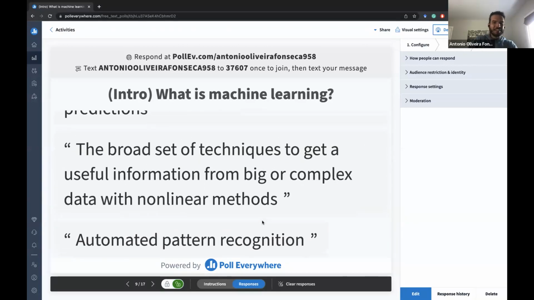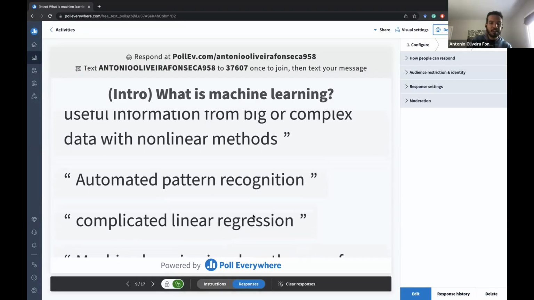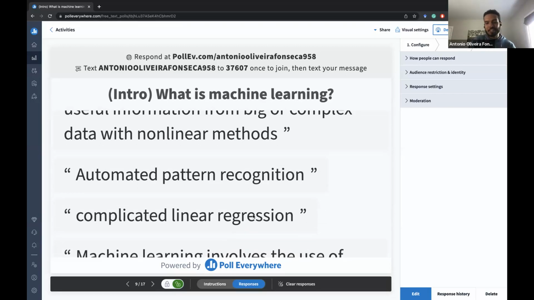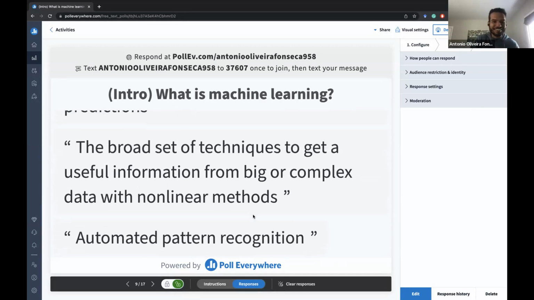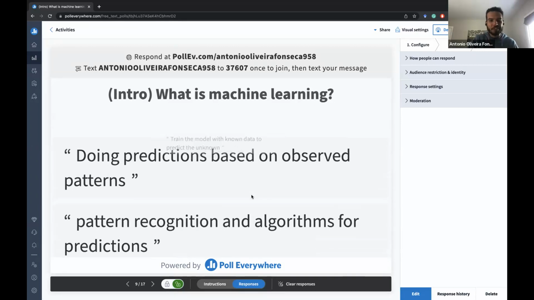Very cool. The broad set of techniques to get useful information from big or complex data with nonlinear methods. So yeah, machine learning can be linear too. We're going to discuss that. Automated pattern recognition has some degree of truth to it, although machine learning is not just pattern recognition, that's a subclass. Complicated linear regression, yeah, that can be true as well. Let's see, pattern recognition algorithms, they predict based on observational patterns. Excellent, I think that's pretty good.